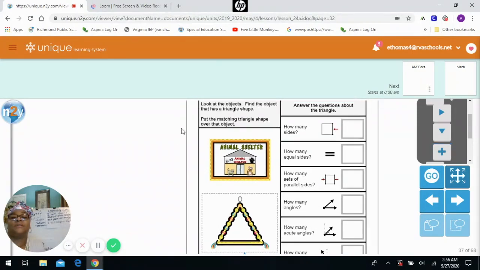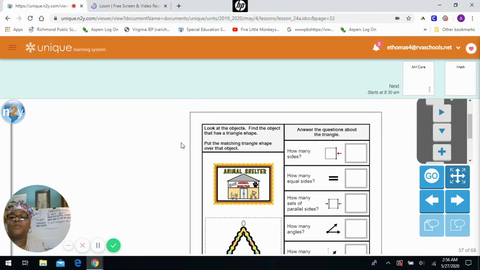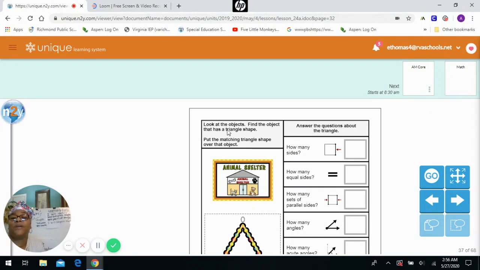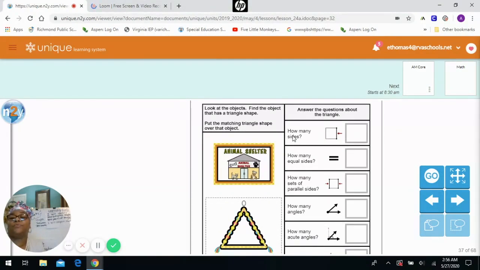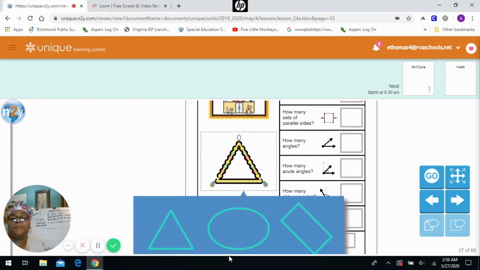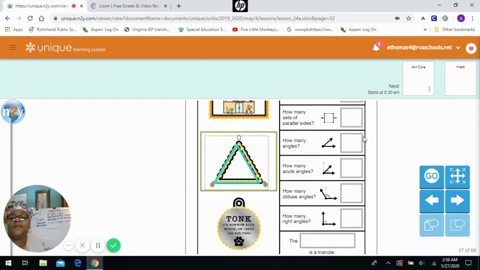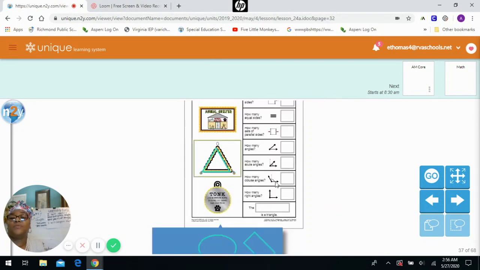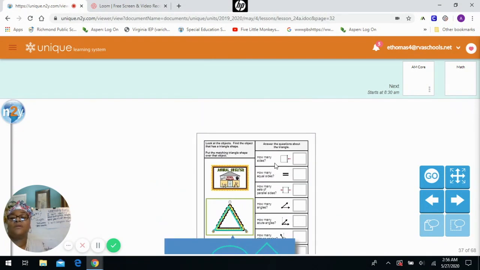All right, let's see. It says, look at the objects. Find the object that has a triangle shape. Put the matching triangle shape over that object. Okay, so you're looking for the triangle shape. All right, we're going to put it over the object. Okay, now it says we're only talking about the triangle. It says answer the questions about the triangle.